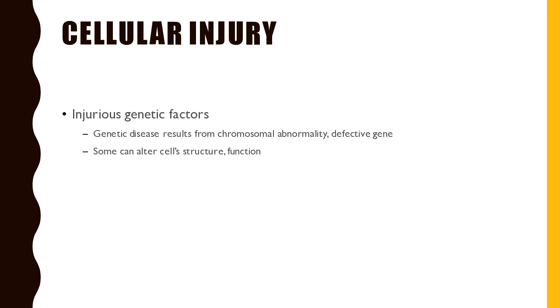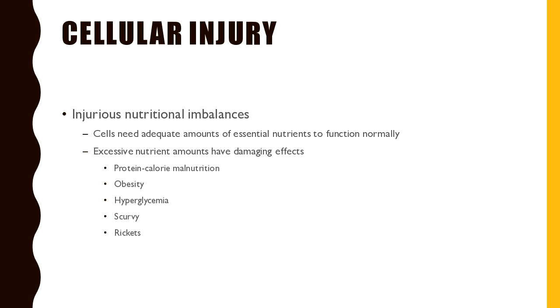Some of the genetic disorders can alter how the cell works, and an example of that would be muscular dystrophy. Overnourishment is just as bad as undernourishment. We need to remember that. Cells need water, glucose, and protein in order to survive. Too much or too little can alter the normal work of the cell.